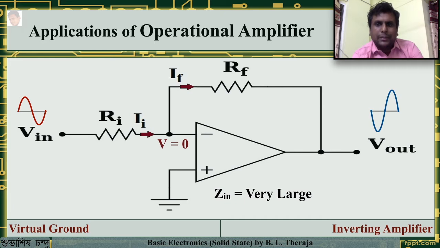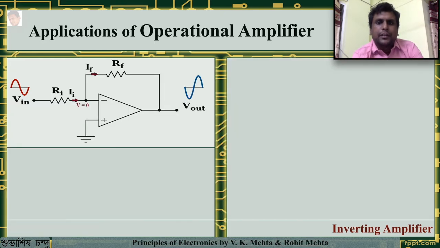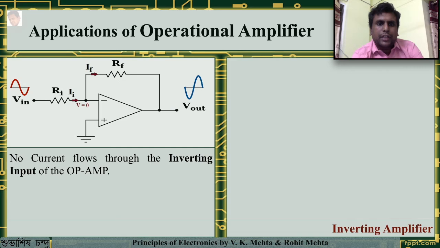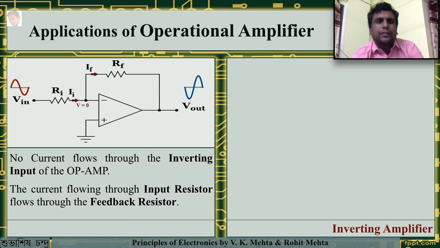Let us look into the mathematical explanation of inverting amplifier. No current flows through the inverting input of the op amp, that is condition 1, and condition 2 is that the current flowing through the input resistor is same as the current that flows through the feedback resistor, that is IF equals to II. We can represent it as 0 minus V out by RF equals to V in minus 0 by RI, as there is no voltage at the summing point.